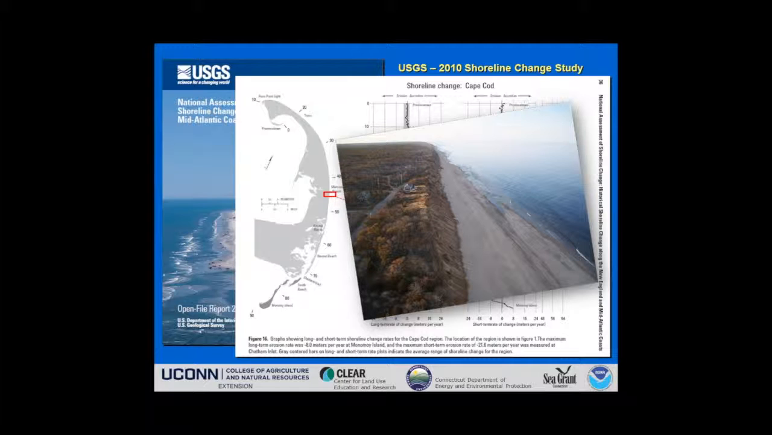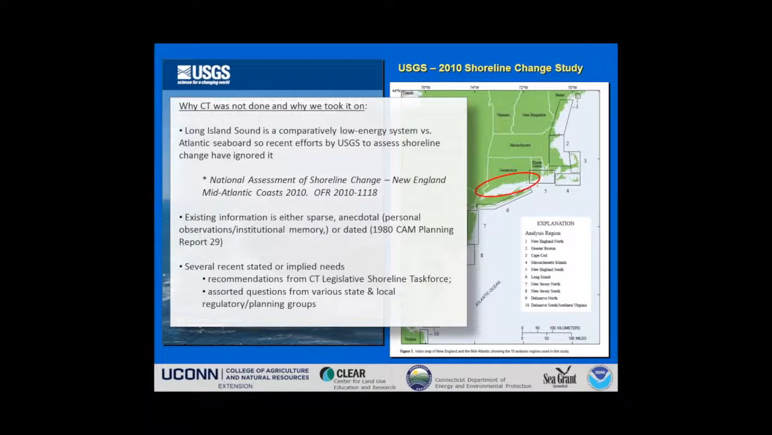So I'll go on to the next slide here and explain why Connecticut was overlooked, and Kevin's going to go into a little detail here. Okay, so really when USGS is doing their analyses, they consider Long Island Sound a comparatively low energy system versus the rest of the coastline that they've looked at. So essentially they ignore it. The rates and values they may get for here really don't correspond well to other areas.